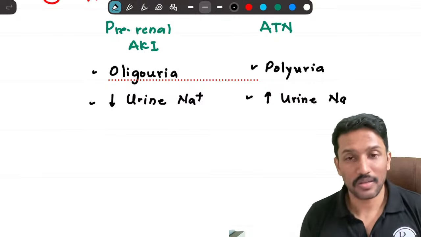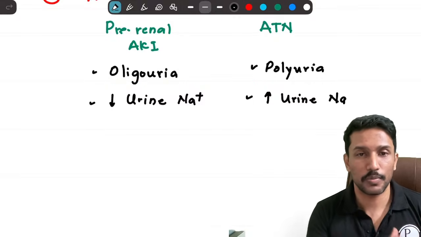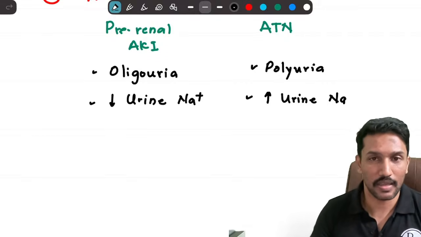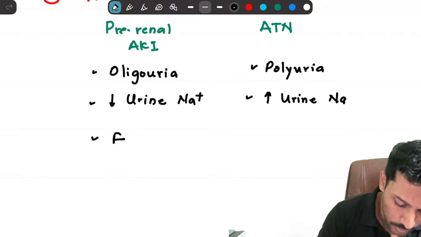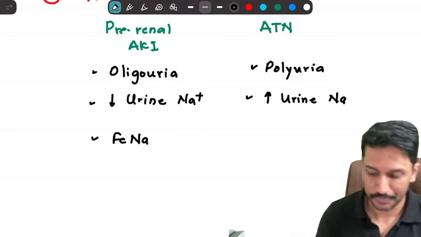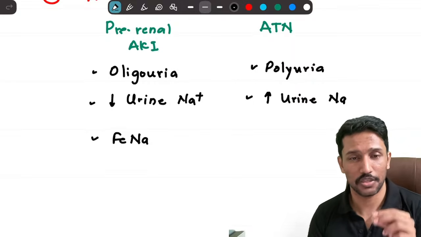But if you ask me what is the most important investigation that helps me differentiate between prerenal AKI and acute tubular necrosis, we call that investigation FENa, which stands for fractional excretion of sodium.